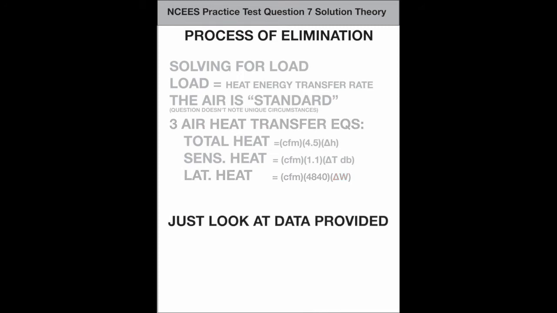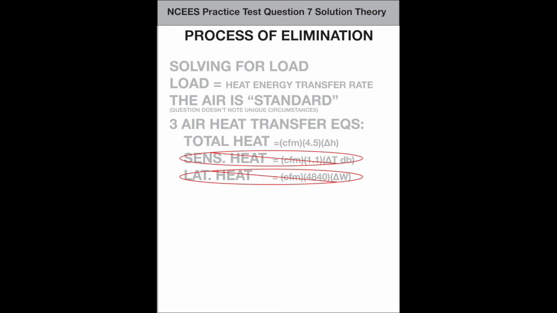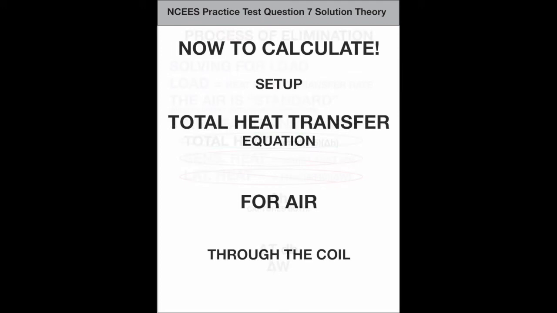Just looking at the data provided for the air without solving anything, you can see changes in both the dry bulb and wet bulb temperatures. So sensible heat and latent heat transfer equations are eliminated. The change in enthalpy in the total heat transfer equation captures both the dry bulb temperature change and the humidity ratio change. With these circumstances understood, begin the calculation process by setting up the total heat transfer equation for the air as it passes through the cooling coil.